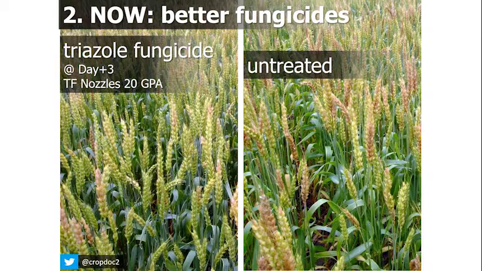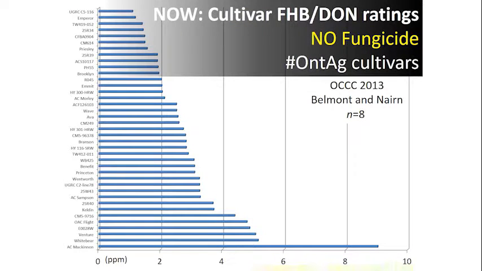So that's number 2. Number 3 is a combination of the two, and of course we have fungicide or cultivar differences here. The scale on the bottom here is DON toxin in parts per million, and we have the different varieties here that we have in our variety trials, and this is in 2013.